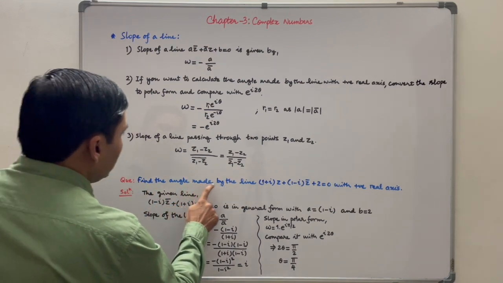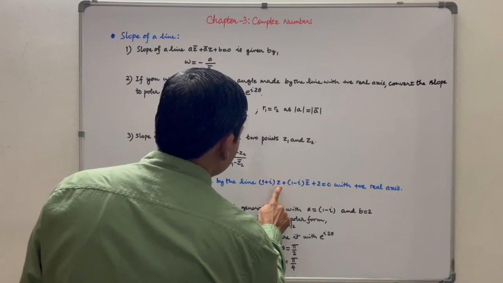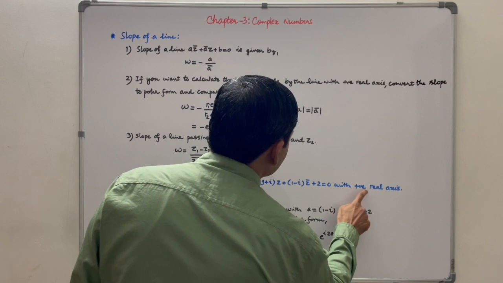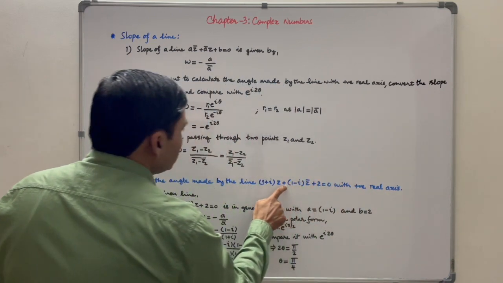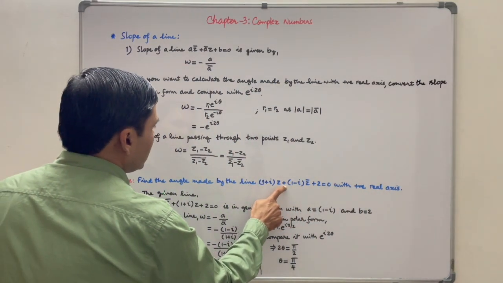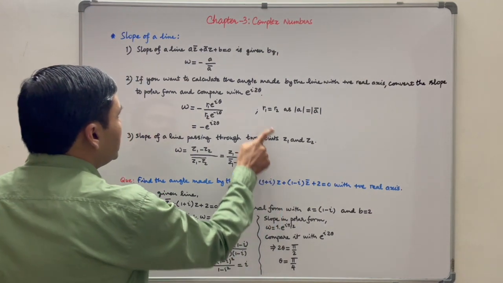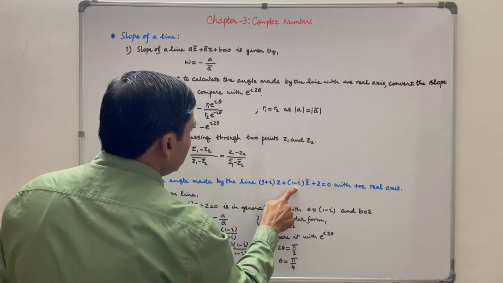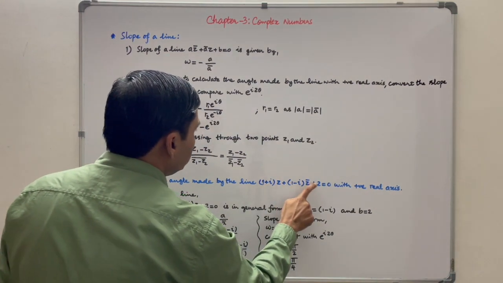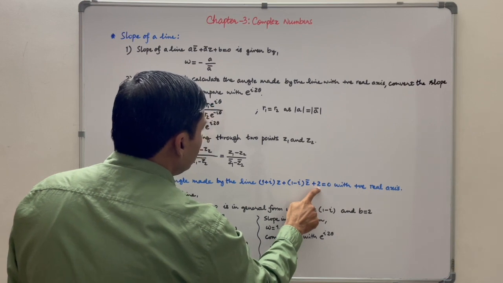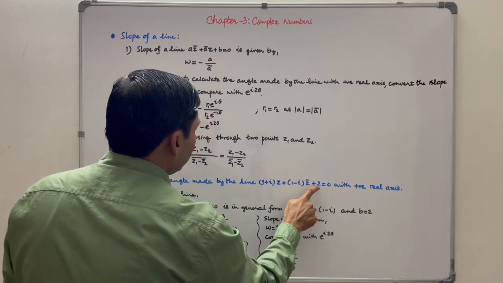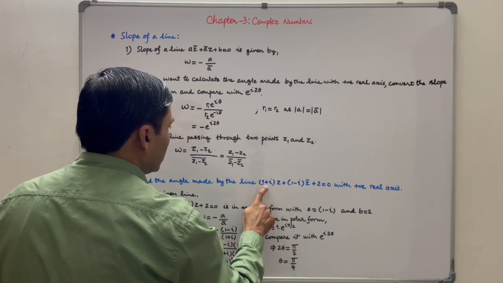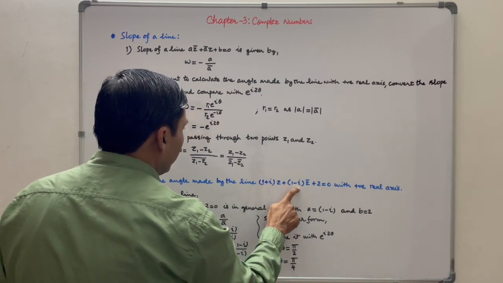Question: find the angle made by the line (1 plus i) into z plus (1 minus i) into z bar plus 2 is equal to 0 with positive real axis. First, we will make sure that the given line is in general form. Compare the given line with the general form of a straight line. So we get A is equal to 1 minus i, A bar is equal to 1 plus i, and B is equal to 2. B should be purely real, which is correct. If A is equal to 1 minus i, A bar should be 1 plus i, which is also correct. So the line is in general form.